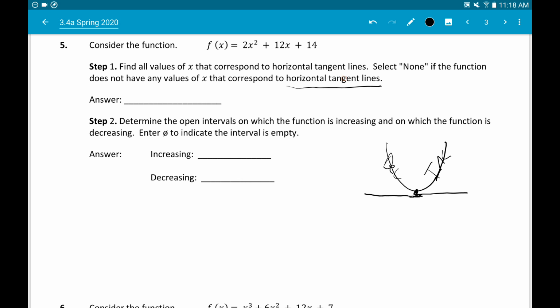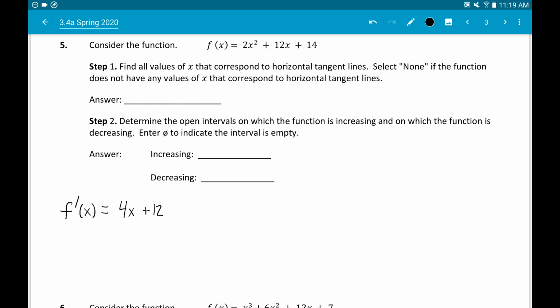So what we need to do is go ahead and take the derivative, and then we'll set it equal to 0. If the derivative equals 0, that means you have a horizontal tangent. Okay, so let's do that. So come down here, f prime of x, we can just use the power rule here. So the derivative of 2x squared is 4x. The derivative of 12x is 12. Of course, the derivative of 14 is 0. Go ahead and set the derivative literally equal to 0.